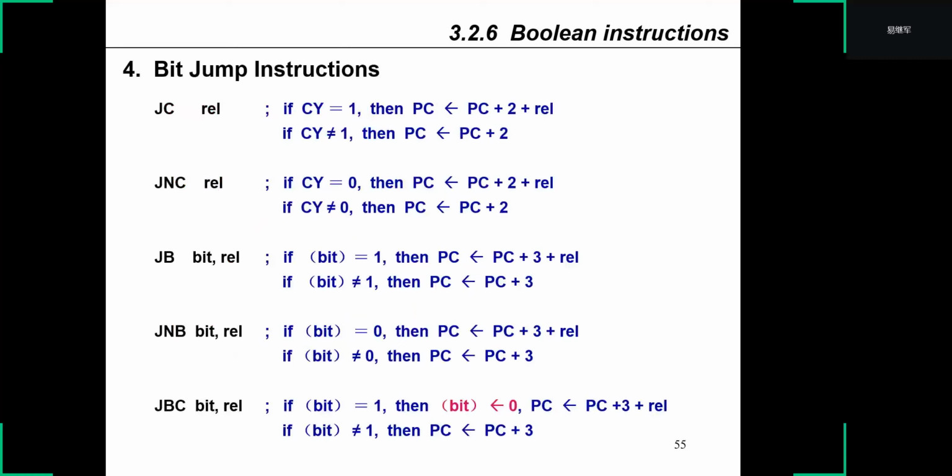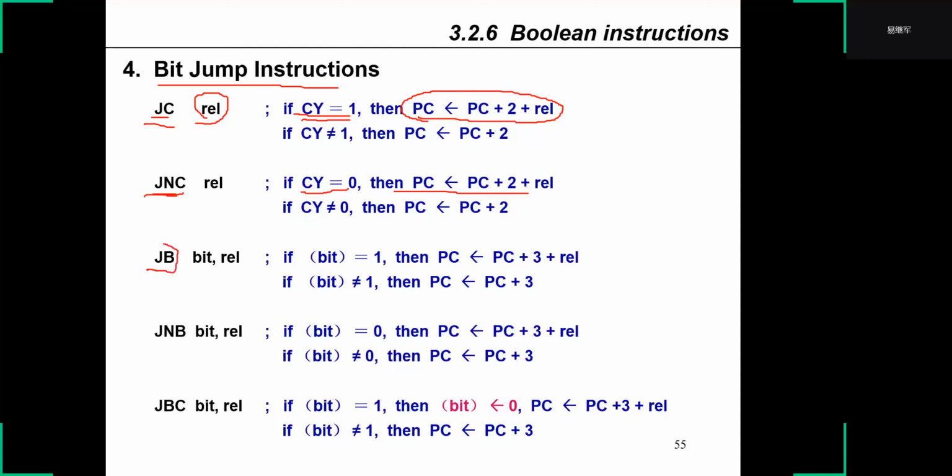Okay. Bit jump instructions. JC rel: if C or CY is equal to 1, jump to here. This is JC, and this is JNC. JC: CY equal to 1, jump. JNC: CY equal to 0, jump.